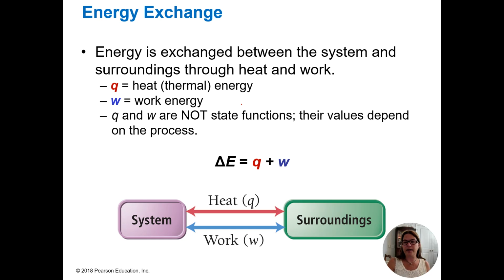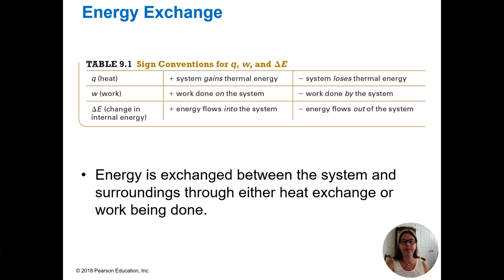We care about this because of this relationship here, where Q is heat or energy, W is work. Q and W are not state functions. It does matter how it gets from A to B. So their value all depends on the process. What is happening? Is the system giving off heat or accepting heat? Which one of these things is happening? And that's going to change for every problem.